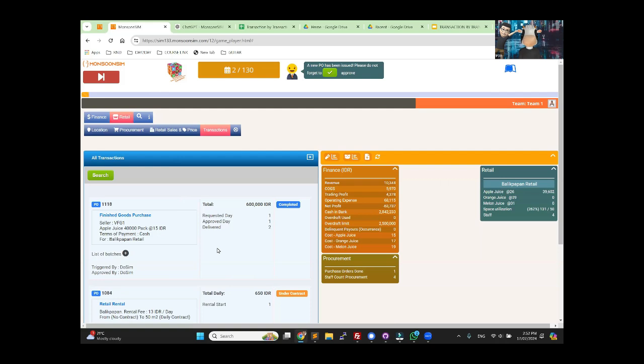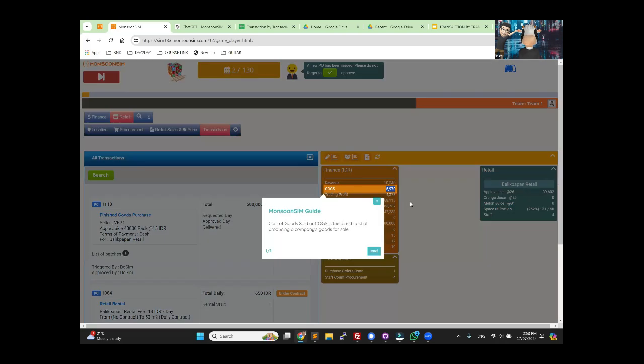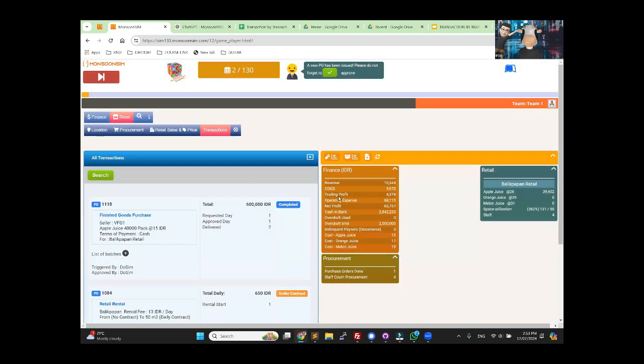Okay, so this is it, right? We have a cost of goods sold of 5,970. Let's cross-check with the best practice formula, right? So what is our initial inventory yesterday? This is day 2, right? What is yesterday's inventory? So we can also look at this balance sheet.